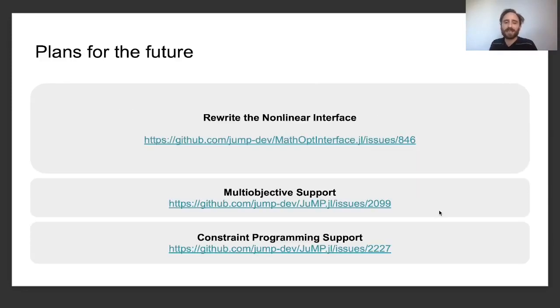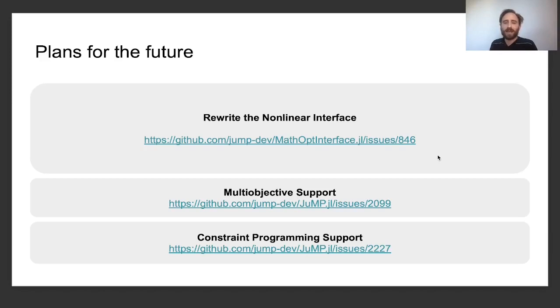So once we release JuMP 1.0, what are the things on our agenda? There are really three main things, or one main thing and two other things. The biggest thing is to rewrite JuMP's nonlinear interface. There are a few problems with the current design. You have to call @NLobjective and @NLconstraint instead of @objective and @constraint. You can't do things like delete a nonlinear constraint. You have to rebuild the whole problem.